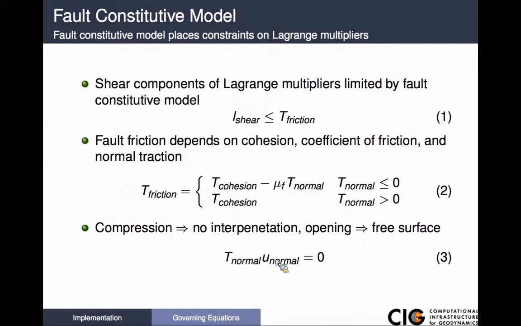But then if I have opening, or tension on the surface, the two sides of the fault separate. So the slip is positive, and that means the normal stress goes to 0. Once you have opening, if you have tension on the fault, such as if you pull apart the fault associated with a dike, then we set the tractions on the fault surface to 0.